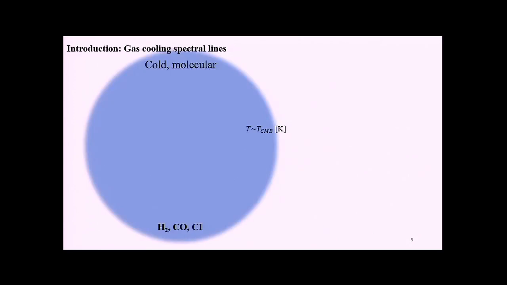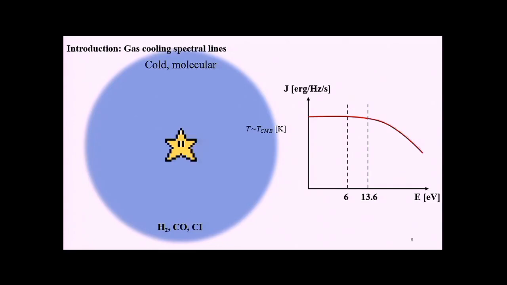To better illustrate this, let's consider a pretty simple picture where we have a clump of molecular cloud shown by this blue region. This molecular cloud gravitationally collapses and forms a stellar population shown at the center. After being formed, the star will radiate photons according to some spectral energy distribution.